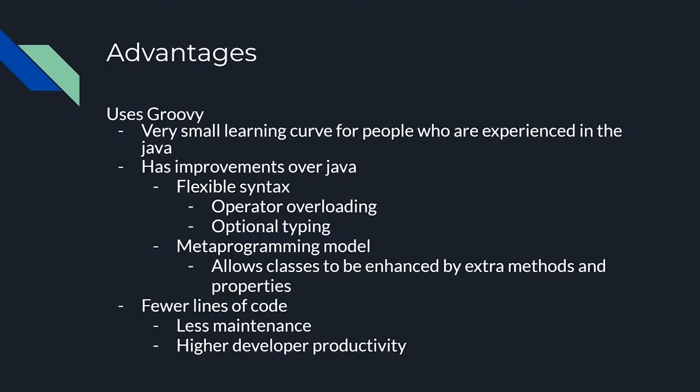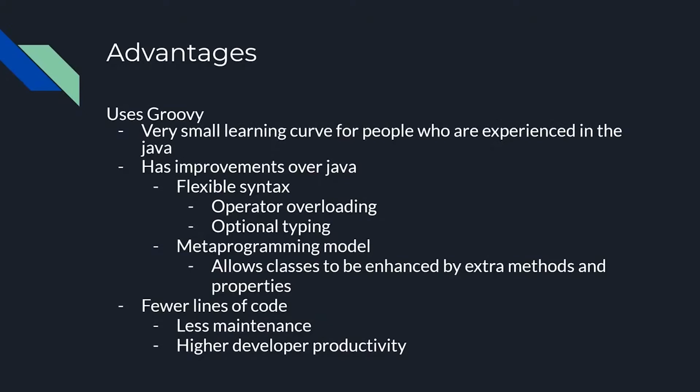So some improvements that Groovy has over Java is that it offers flexible syntax, such as operator overloading, which allows for operators to have different implementations based on their arguments, which allows for notation to be closer to their target domain. Another thing is that it offers optional typing, which is the ability to leave out type definitions when defining objects. However, they are implicitly assigned at runtime.